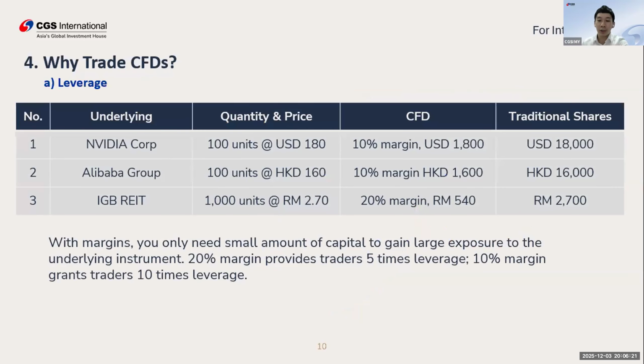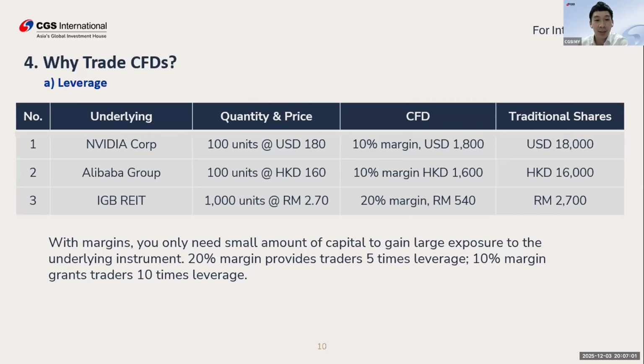Let me go to the leverage part. This is an example of how leverage works. For example, you want to buy 100 units of NVIDIA Corp CFD at 180 USD. In CFD, you only need 10% margin, which is only 1,800 of the total trade, as compared to traditional shares where you need 18,000 USD. So 10% margin, which is 1,800, holds 18,000 USD.